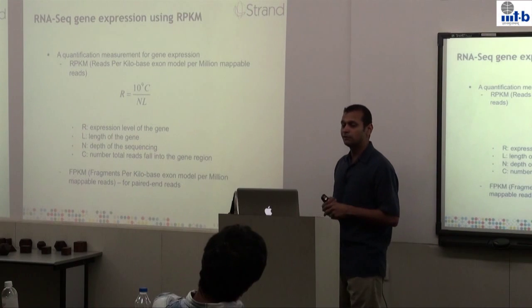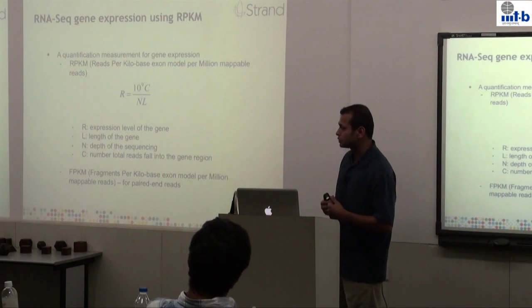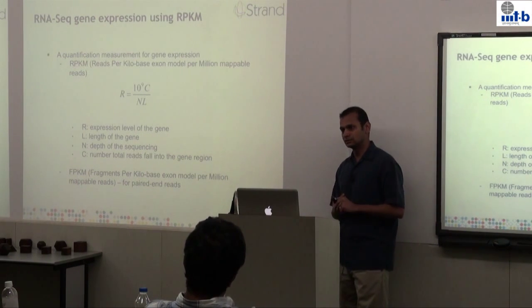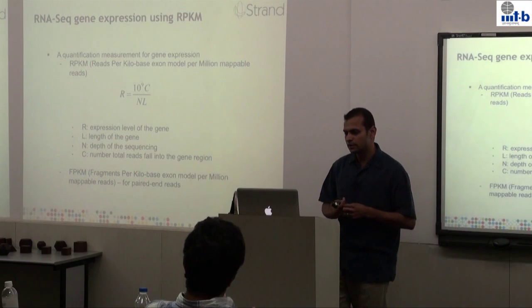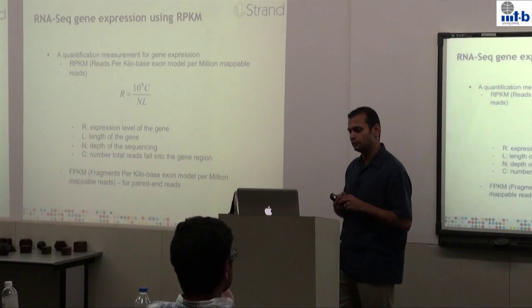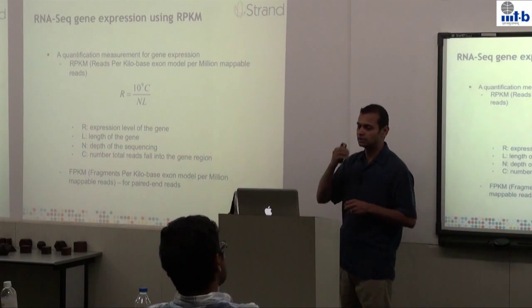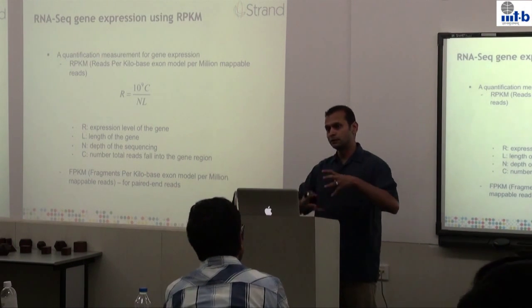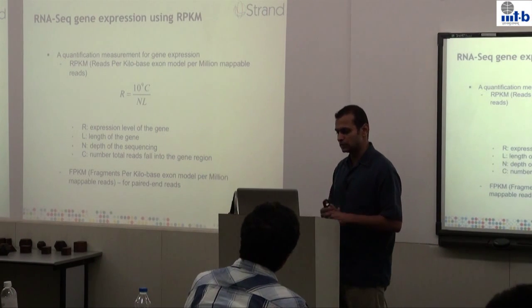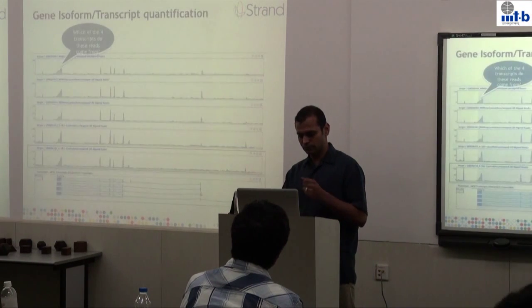So that's why people have figured out some other normalization mechanisms to also normalize for something like this. There are very sophisticated approaches where people are trying to normalize for length and sequencing depth. In addition to that, they try to normalize for the intra-sample variations in the gene. Right? So just to give you a flavor of that.